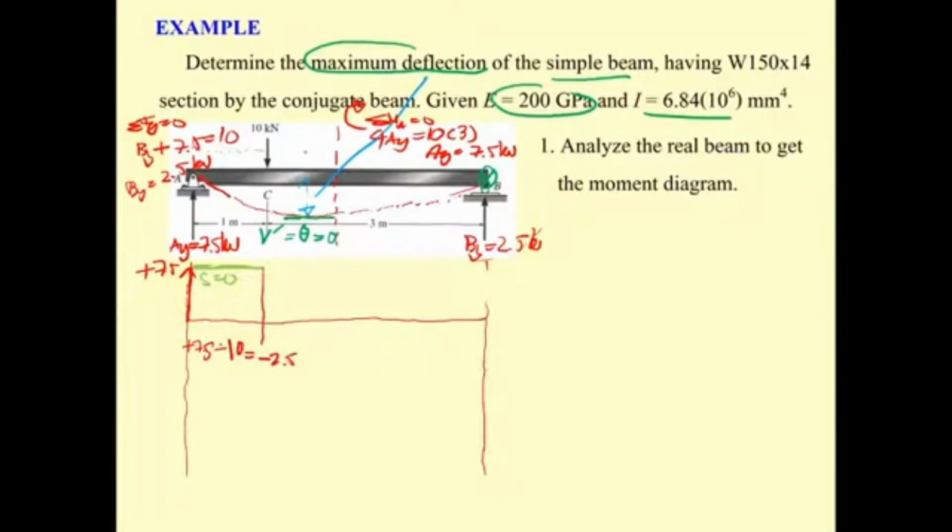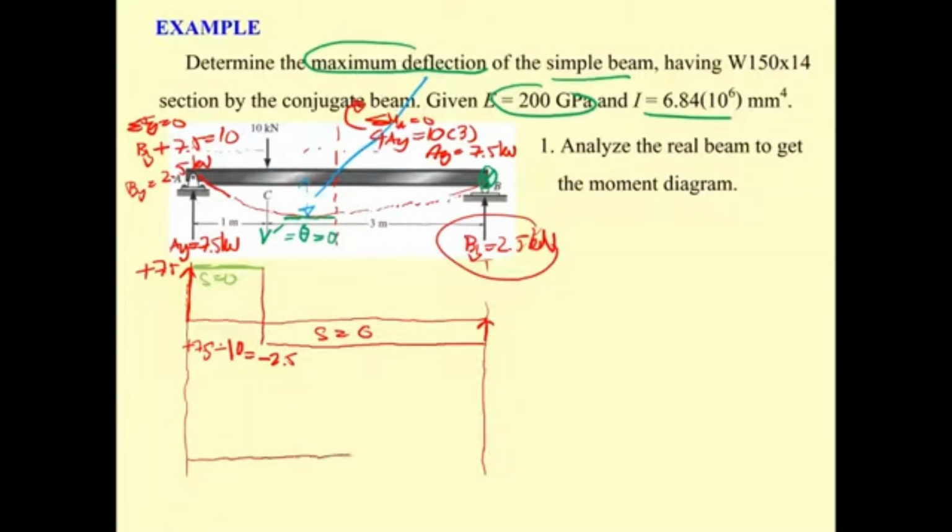And then over here there is no w, so the slope is 0 and the value stays constant. And then over here there is 2.5 kilonewton, so it closes. Sorry, that's the shear diagram.